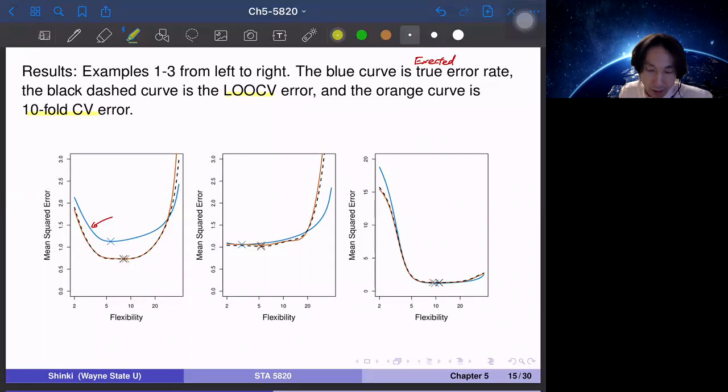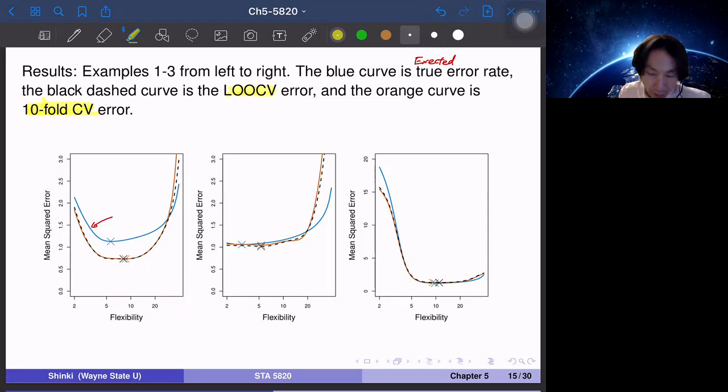You can see the black dashed one and the orange one are almost always similar. So leave one out cross validation and tenfold cross validation have almost the same result. Tenfold cross validation is much faster, so why wouldn't we use it? Usually we use tenfold cross validation or fivefold or whatever.